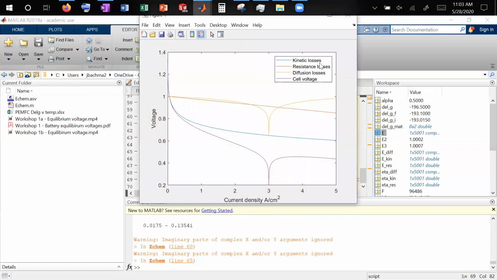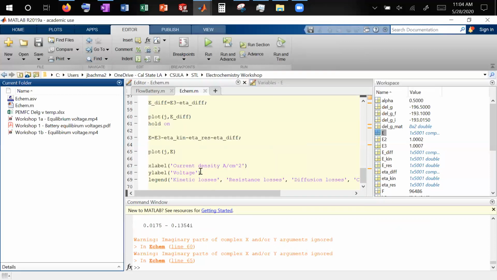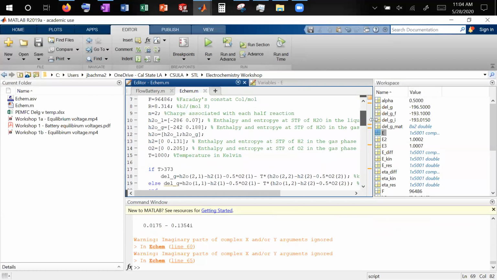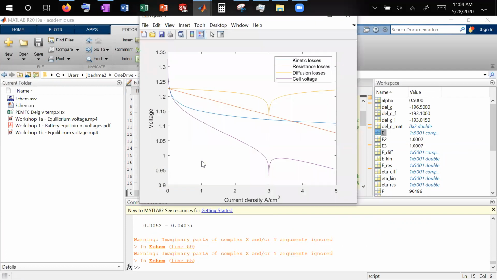All right. So we can see the individual ones. The kinetic losses, you see why they're so huge right off the bat; they're going to start to drop. Let's check what temperature I was running this cell at this whole time. It's at 1,000. Let's run that at room temperature. Okay, there we go. That looks better.